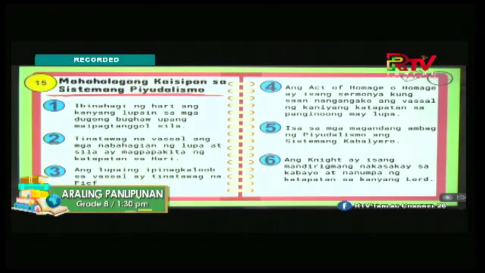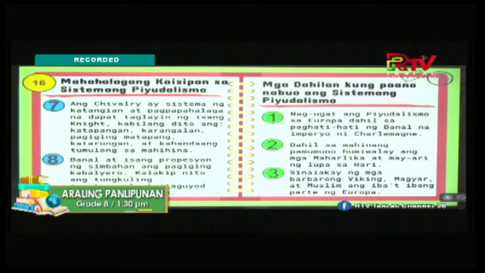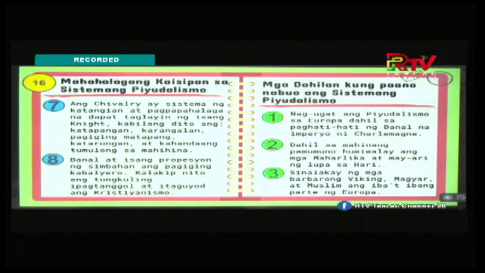Panglima, isa sa mga magandang ambag ng feudalismo ay ang tinatawag nating sistemang kabalyero. Pang-anim, ang knight ay isang mandirigmang nakasakay sa kabayo at nanumpa ng katapatan sa kanyang lord. Ilan pa sa mga mahalagang kaisipan sa sistemang feudalismo ay ang mga sumusunod. Ikapito, ang chivalry ay sistema ng katangian at pagpapahalaga na dapat taglayin ng isang knight. Kabilang dito ang katapangan, karangalan, katarungan, at kahandaang tumulong sa mahihina. At ikawalo, banal at isang propesyon ng simbahan ang pagiging kabalyero. Kalakip nito ang tungkuling ipagtanggol at itaguyod ang Kristyanismo.